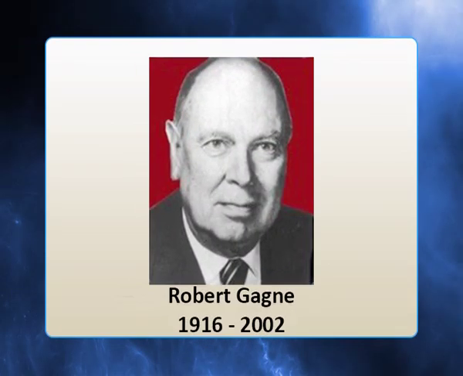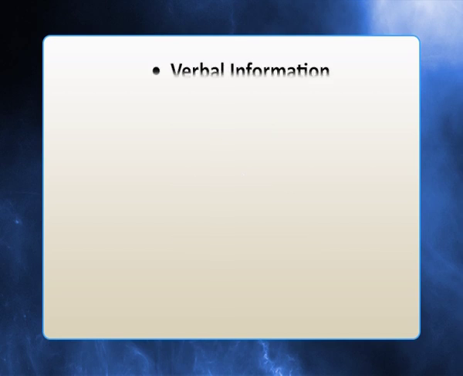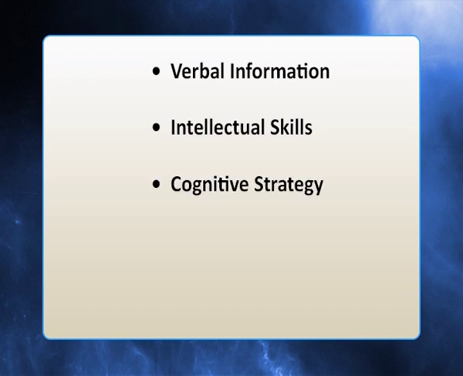In 1965, Robert Gagne described 3 domains of learning outcomes: cognitive, affective, psychomotor; 5 learning outcomes: verbal information, intellectual skills, cognitive strategy, attitude, and motor skills; and 9 events of instruction in the conditions of learning, which remain foundations of instructional design practices.